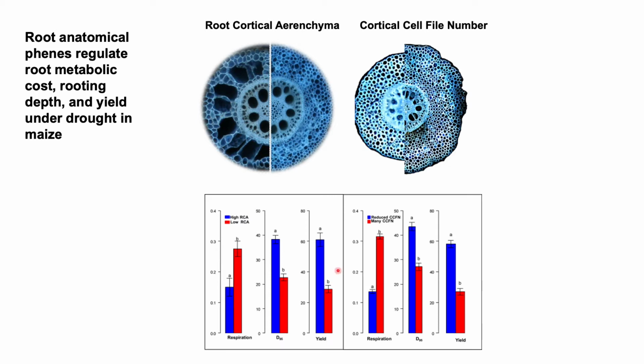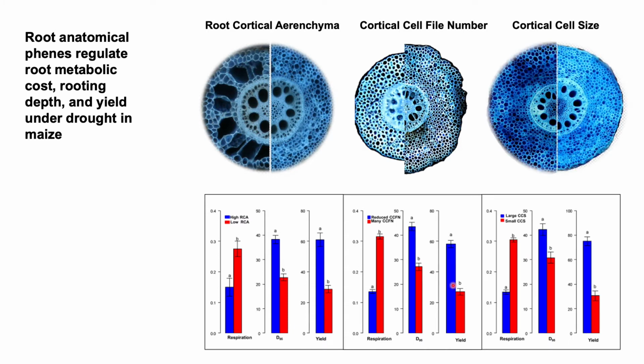As another example, reduced cortical cell file number cuts root respiration in half, increases root depth in the field, and doubles yield under drought. As a third example, large cortical cell size cuts root respiration in half, increases root depth in the field, and more than doubles yield under drought.